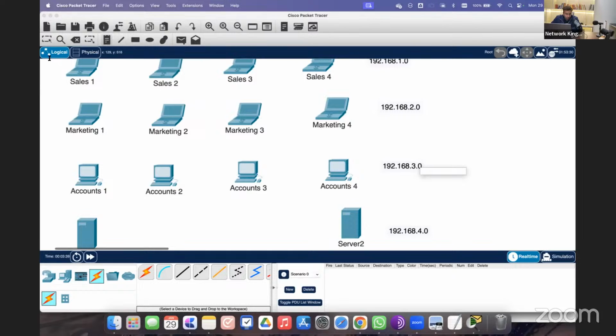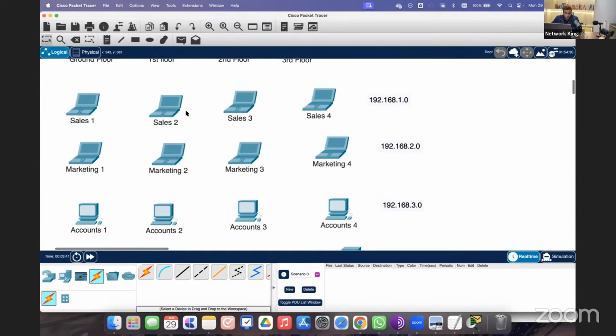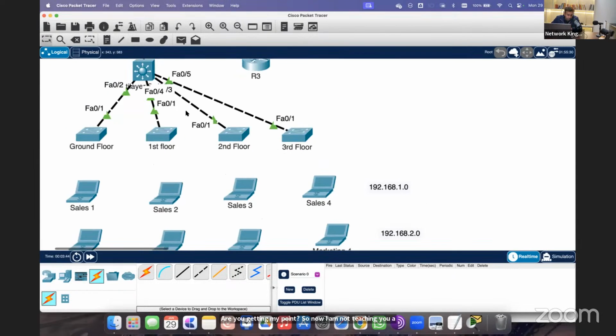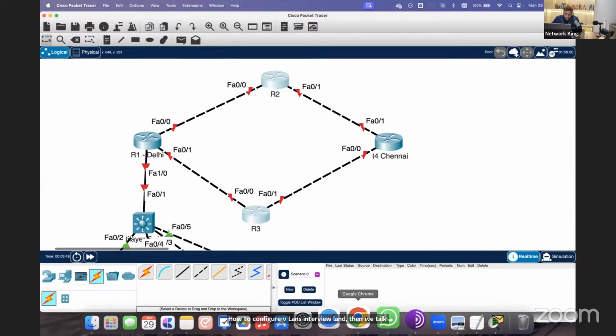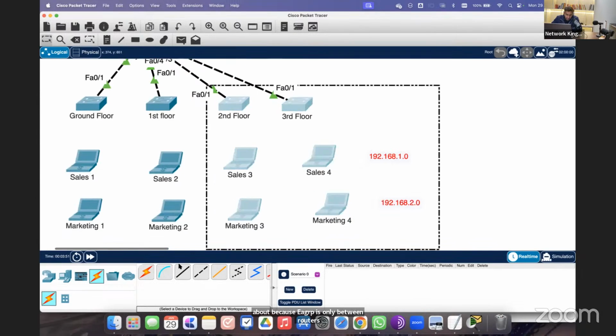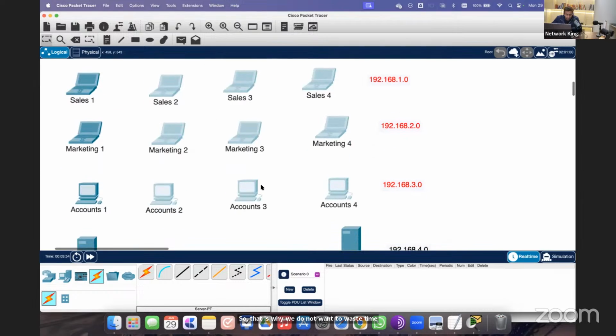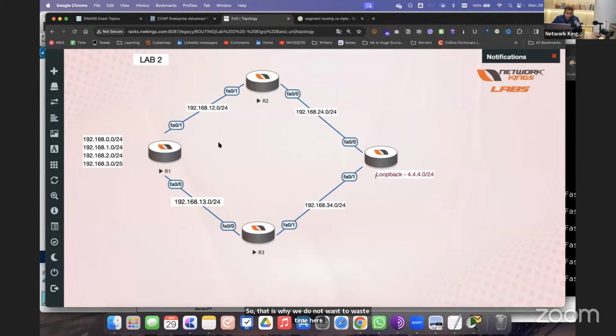So now I'm not teaching you EIGRP. I'm showing you how to build a LAN network, how to configure VLANs, inter VLAN. Then we talk about, because EIGRP is only between routers. So that's why we do not want to waste time here building the LANs, VLANs concept. Let's focus on EIGRP. Clear now?